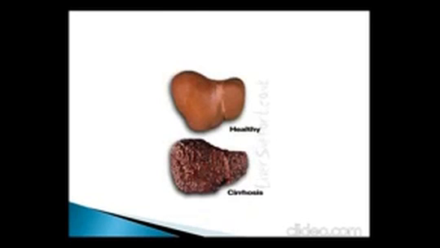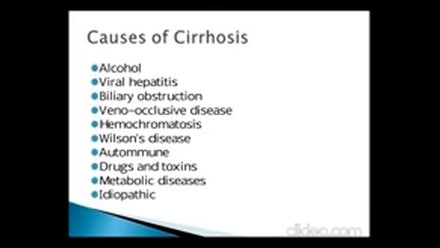Causes of cirrhosis: alcohol, the most common; viral hepatitis, and in viral hepatitis again the hepatitis B, the Australian antigen, a very common cause that is associated with cirrhosis when it comes to virus infections. Biliary obstructions, veno-occlusive diseases, hemochromatosis, Wilson's disease, autoimmune, drugs, toxins.